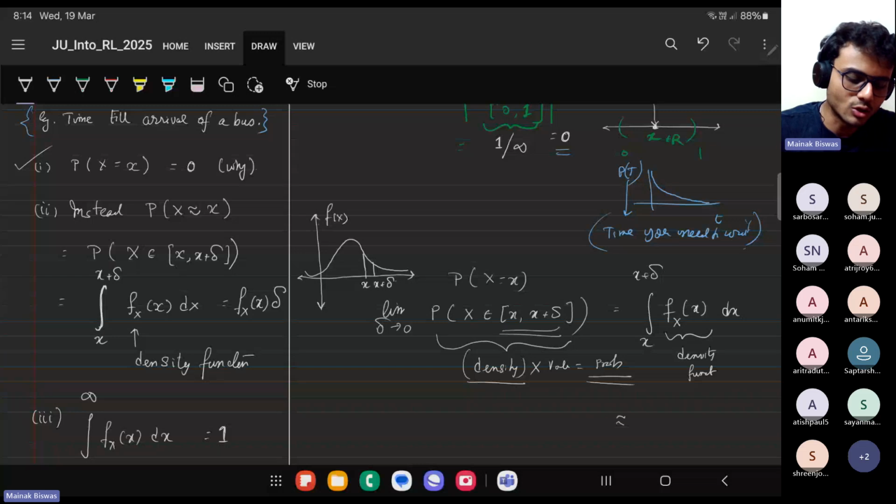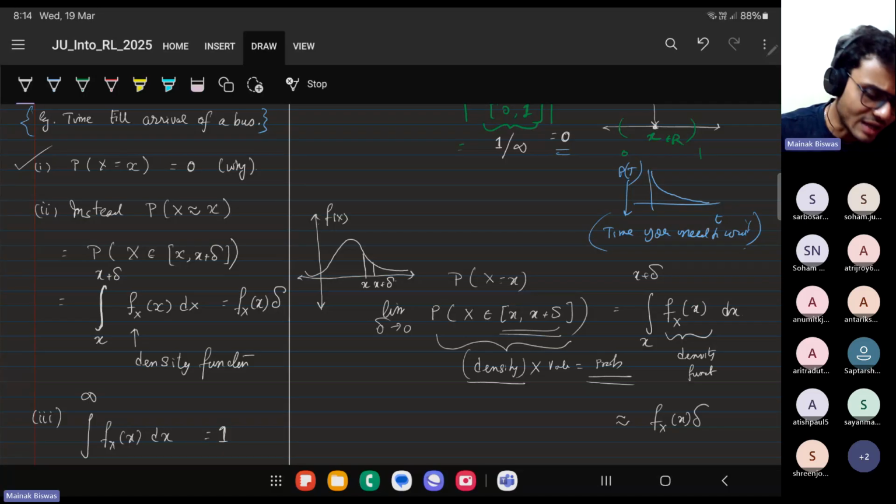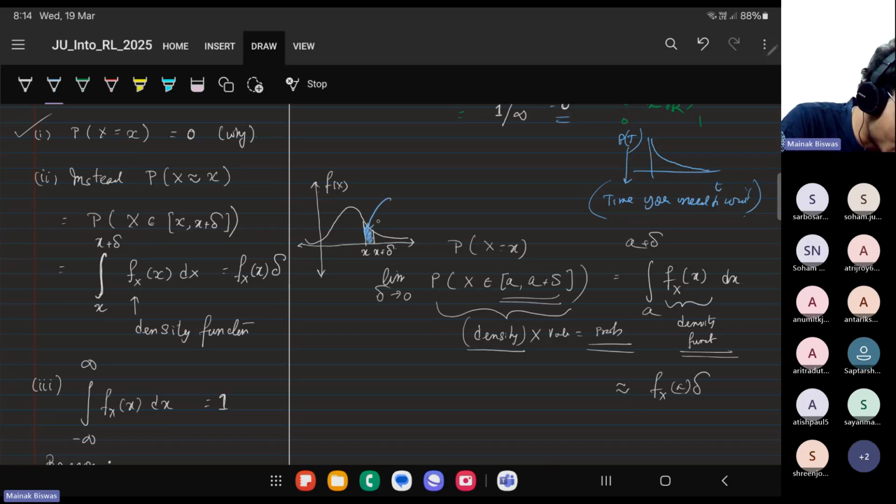This is approximately equal to, since delta is tending to 0, I can put the value of x, assuming it is a well-behaved function, times delta, right? Is it fine? If there's a confusion, I'll replace x with a. Take a is a number, so f of a. And this is known as the density function. So if you see this graph over here, you're literally taking the integral of the area under this curve. This is the density curve. Area under the density curve is the probability.